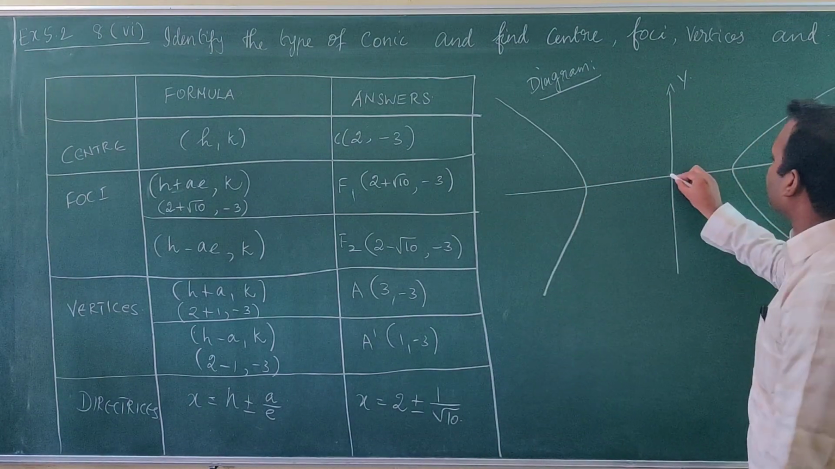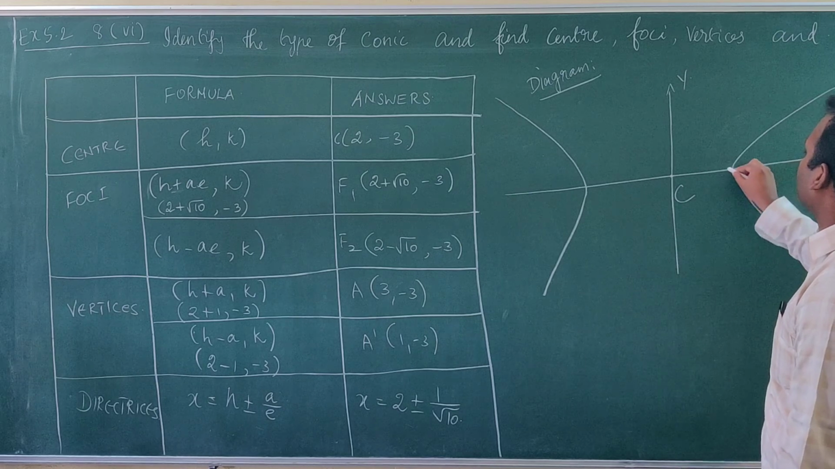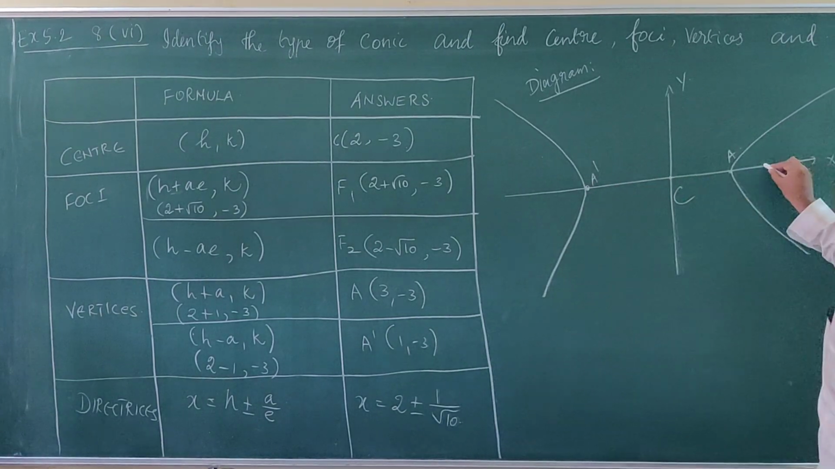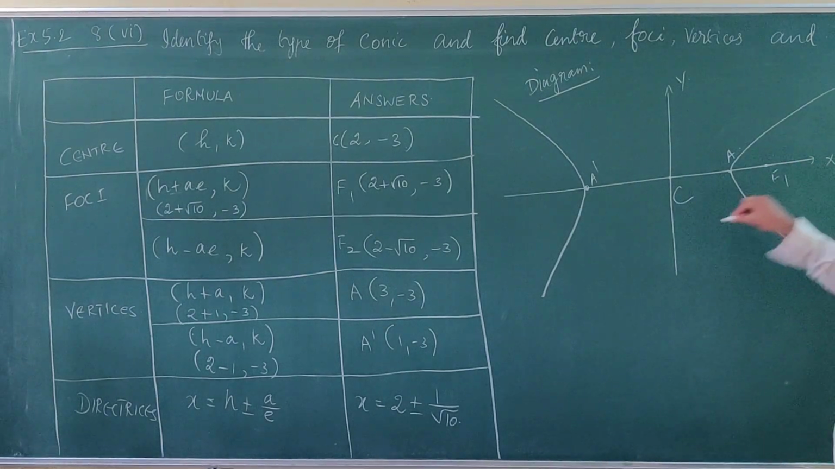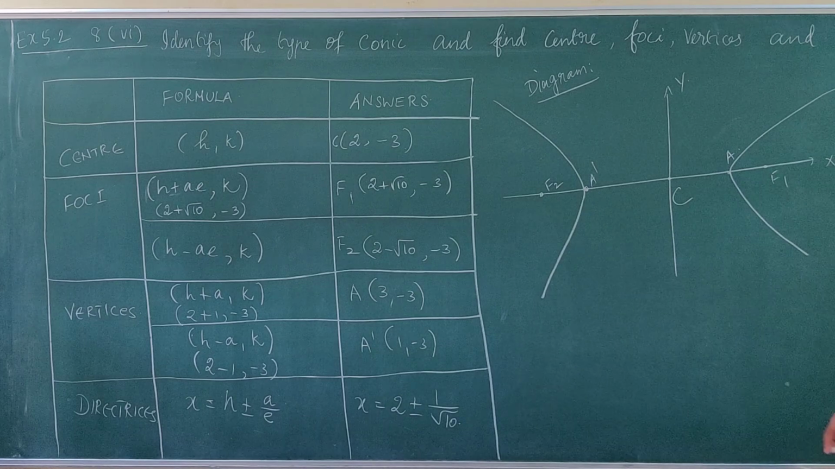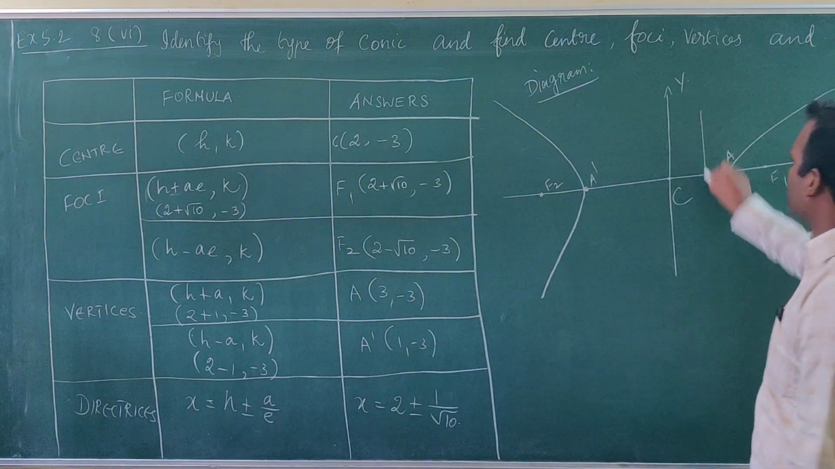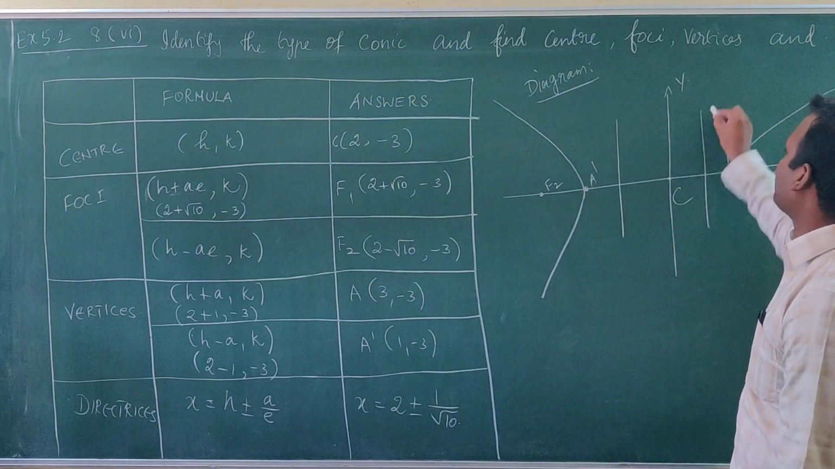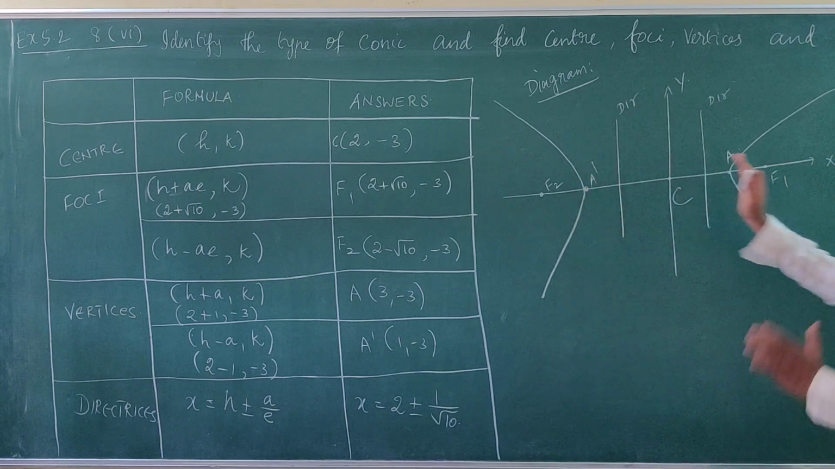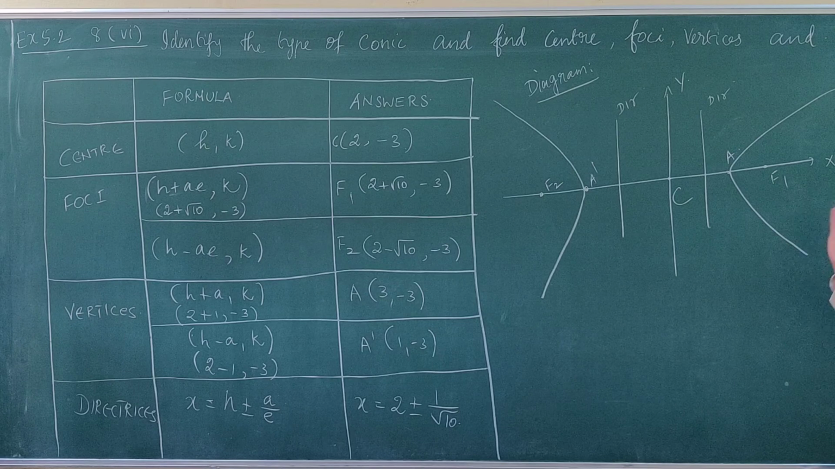So this is the center, and this one is one of the vertices A and another vertex A dash. Inside this you will have one focus F1 and inside this you will have another focus F2. Now we will have two directrices. So this is the first directrix line and this is the second directrix line. You have to just draw the diagram indicating the type of the hyperbola.